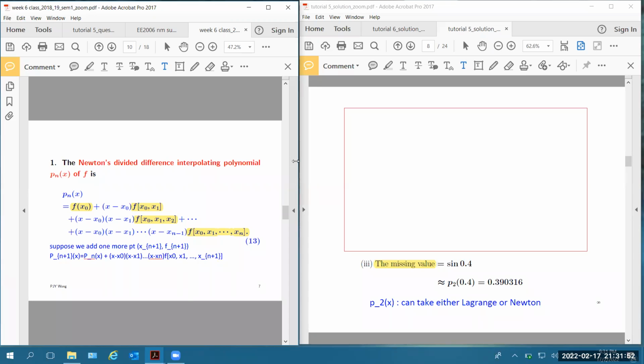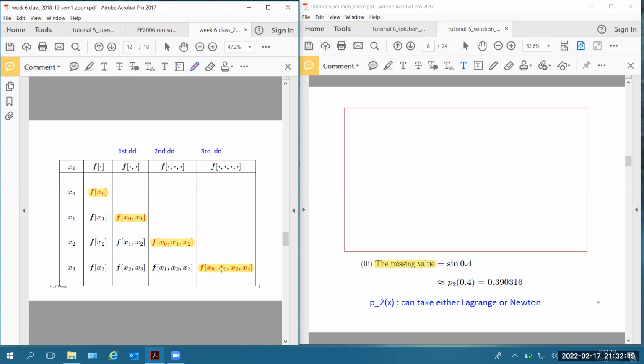Okay, so it's actually like this. Your Pn plus 1 of x is actually your Pn of x and then plus all this. And then you realize that, oh, so that means your earlier Pn of x, you can just put in here, right? And then you just go and add this term only. And adding this term only means you must go and find this divided difference. And how do you do the divided difference? You just go to your table, right?